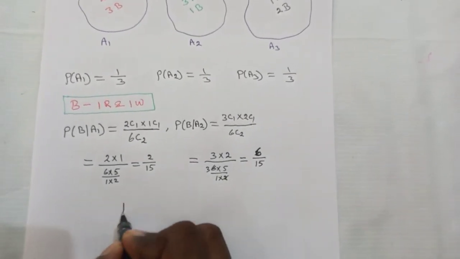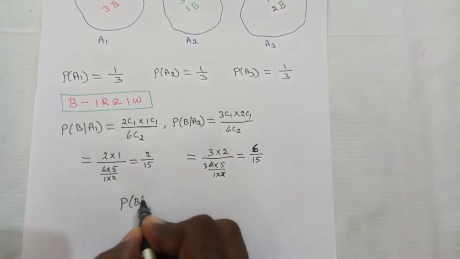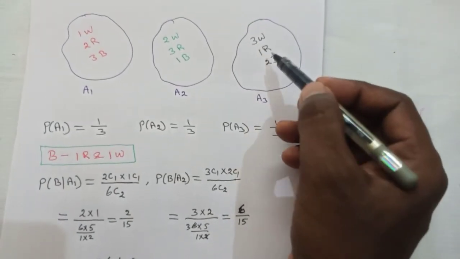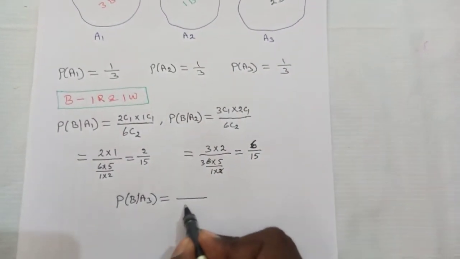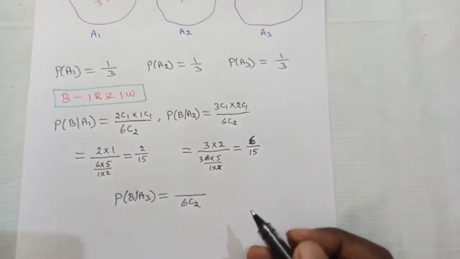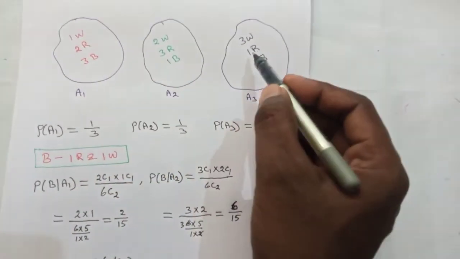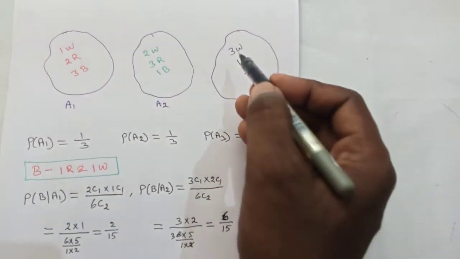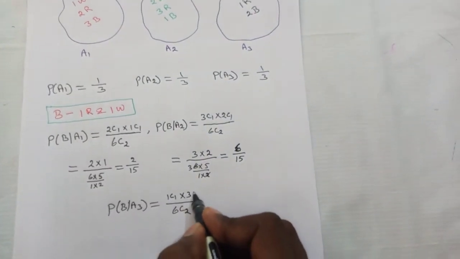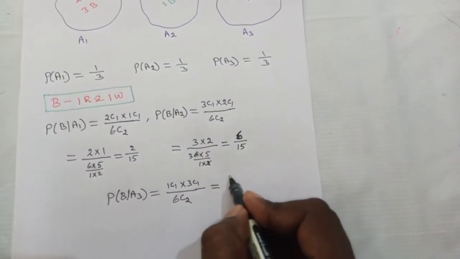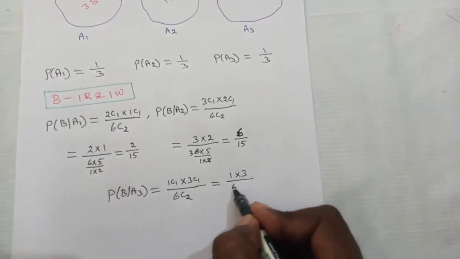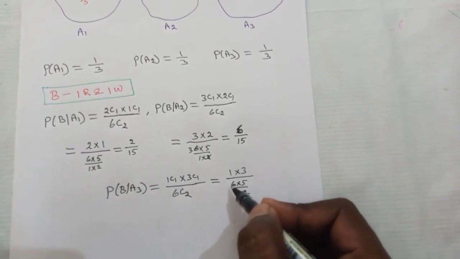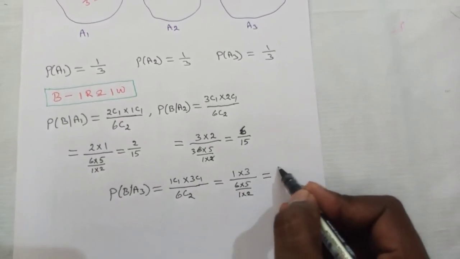Next, what is P of B given A3? In A3, how many balls? 3 plus 1, 4, 4 and 2 is 6. Out of 6, I am going to take 2 balls. In the 2 balls, 1 red ball: there is 1 red ball, so 1C1, into 1 white ball: there are 3 white balls, so 3C1. Simplify: 1 into 3 over 6C2, which is 6 into 5 by 1 into 2. Cancel the 3, 3 fives are 15. So it is 3 by 15.